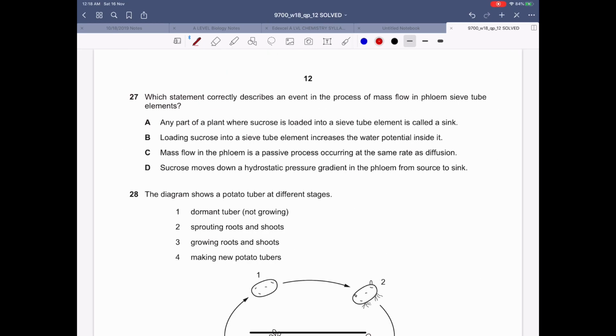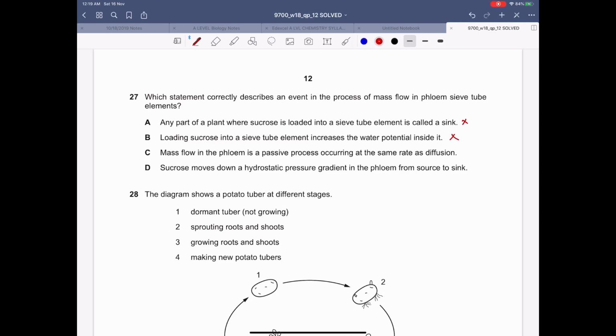26D. 27. Which statement correctly describes an event in the process of mass flow in phloem sieve tube elements? Option A, any part of a plant where sucrose is loaded into a sieve tube element is called a sink. No, it's called a source. Loading sucrose into a sieve tube element increases the water potential inside it. It cannot. It will lower the water potential.